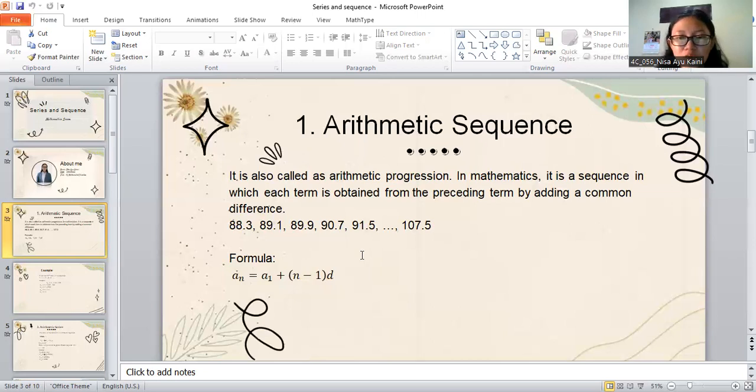In arithmetic sequence, we have a formula to use so that we can directly solve for a specific term in the given sequence. What is the formula? The formula is a sub n equals a sub 1 plus n minus 1 multiplied by d. Okay, next slide.